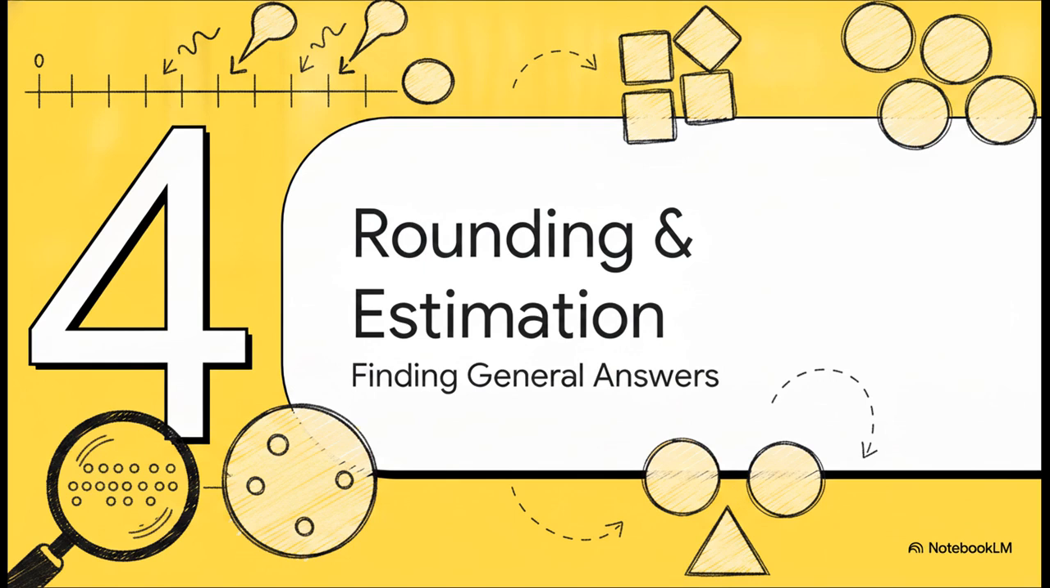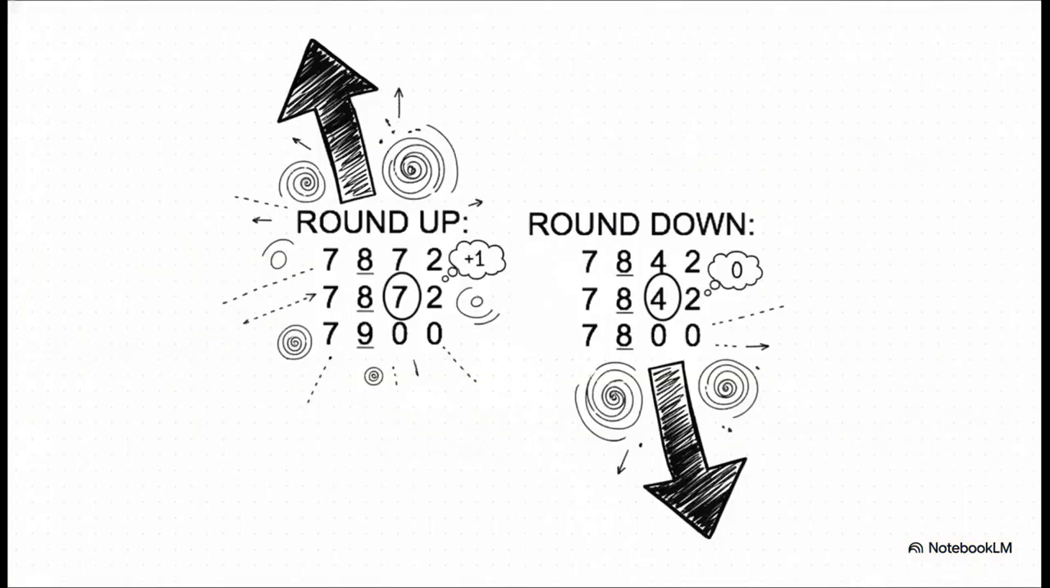Moving along to section 4, rounding and estimation, finding the general answer. In the real world, you honestly don't always need an answer down to the exact decimal point. Sometimes you really just need to know the general neighborhood of a number to make a quick decision. That's exactly where rounding comes in. It reduces the digits in a number while keeping its overall value highly similar. And the rule is brilliantly simple. Just locate your target number and look immediately to its right.